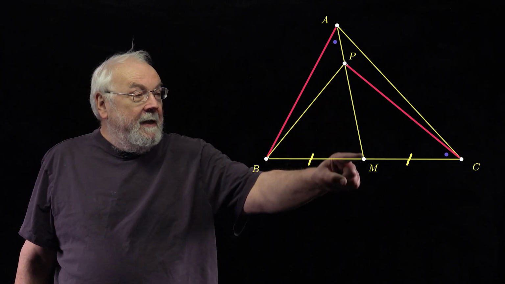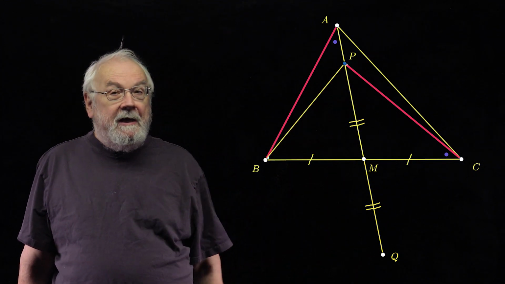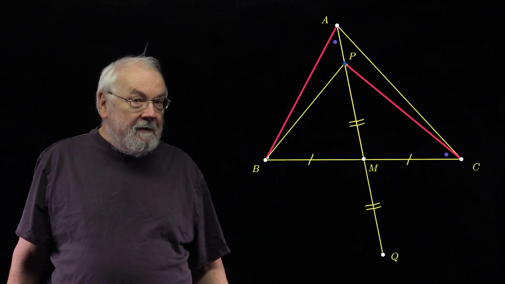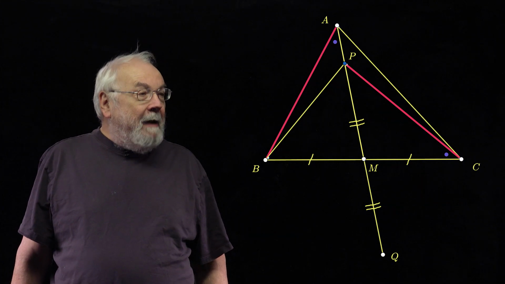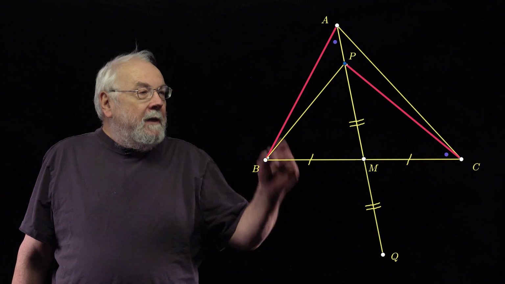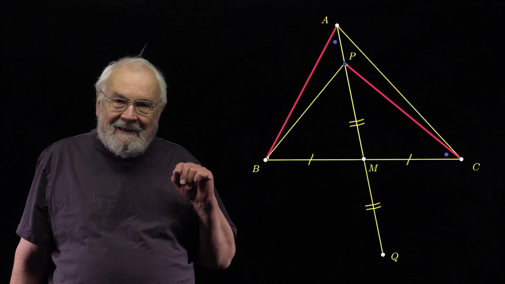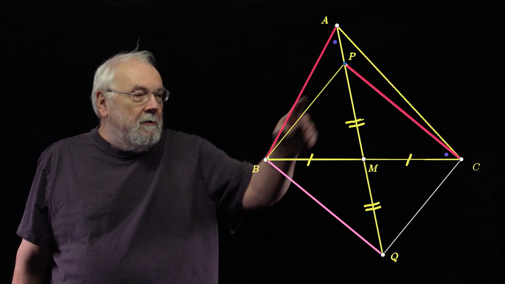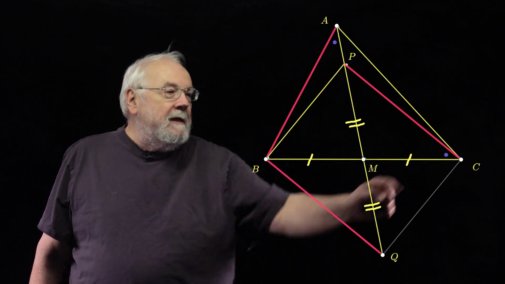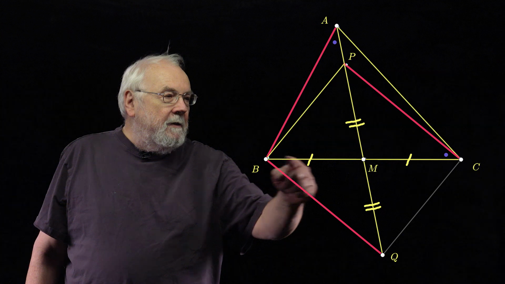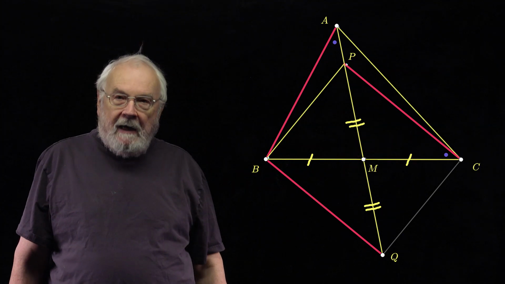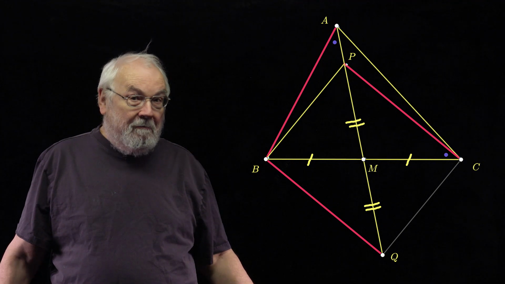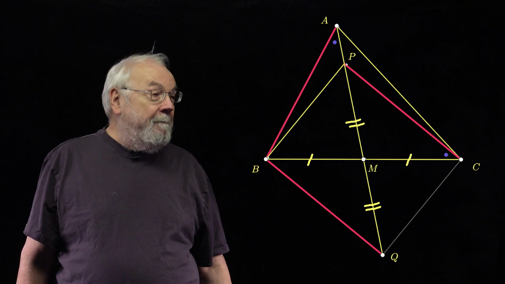Reflect P in the point M, so it comes down here to the point Q. What's the reason for doing that? Well, in a parallelogram, the diagonals bisect each other. But there's a converse to that. If you've got a quadrilateral like PBQC with diagonals bisecting each other, then it has to be a parallelogram. In fact, it's a rectangle, but we don't know that yet. It's certainly a parallelogram.